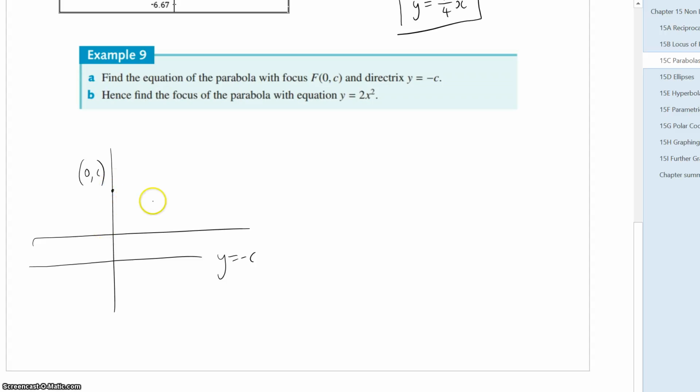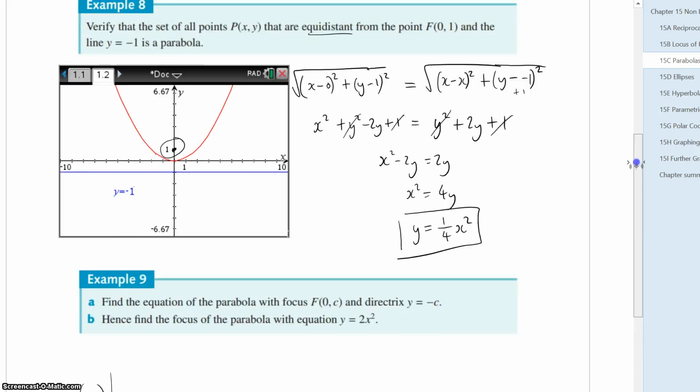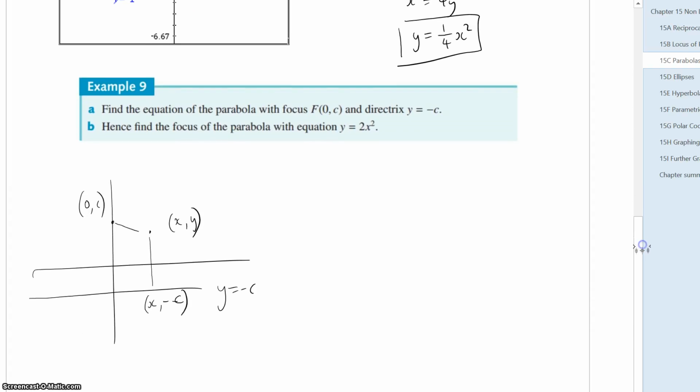So again, I'm going to choose a random point out here, call it (x, y), and then the distance between these two I can work out, and the distance between these two, given that that's the shortest distance between that line and that point. This one is going to be some x value, in fact the same x value, and now this time negative c. Okay, and now I'm going to do a very similar equation to what I did before back in this video, and we're going to work out the answer.